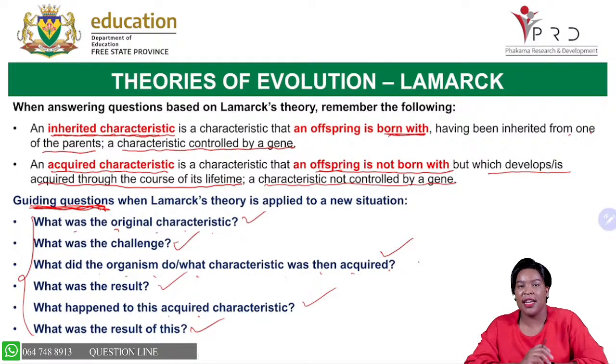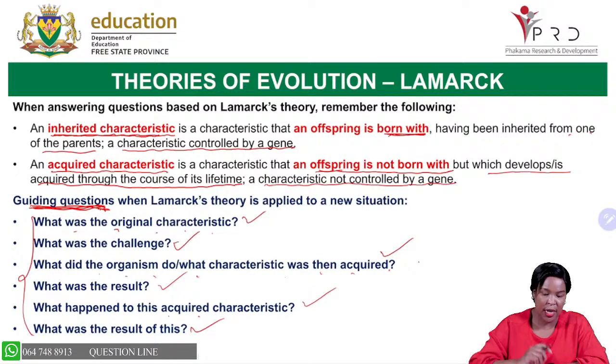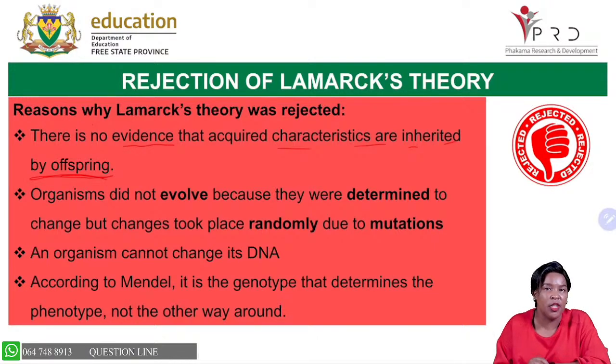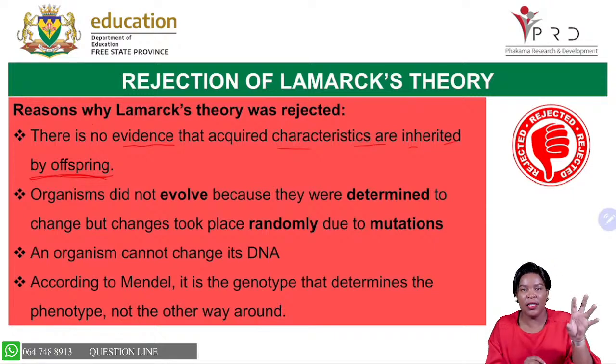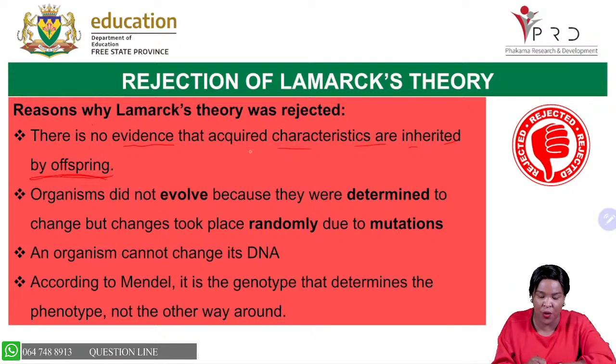Now, because we are scientists, we know very well that Lamarck's theory is rejected. Now, a question can ask you, why was Lamarck's theory rejected? You are going to give these reasons as they are. These are the answers to that question. The reason why Lamarck's theory was rejected is because there is no evidence that acquired characteristics are inherited by offspring. So there is no evidence to say that this was an acquired characteristic and we see it in the offspring. There is no evidence to show that.